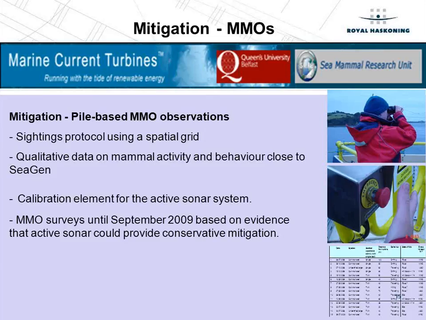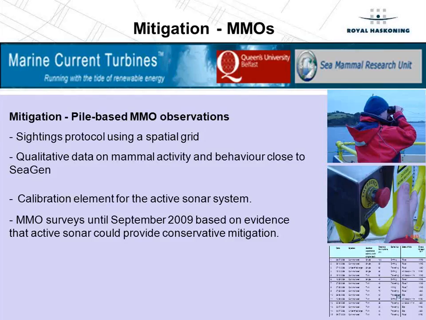So looking at the mitigation, here we've got a picture of a marine mammal observer on the device, looking upstream, looking through a spatial grid fastened to the side of the device, gathering qualitative data on mammal activity and their behaviour close to CGen, working to calibrate the active sonar system that was working in parallel, and with the ability to shut down the device.